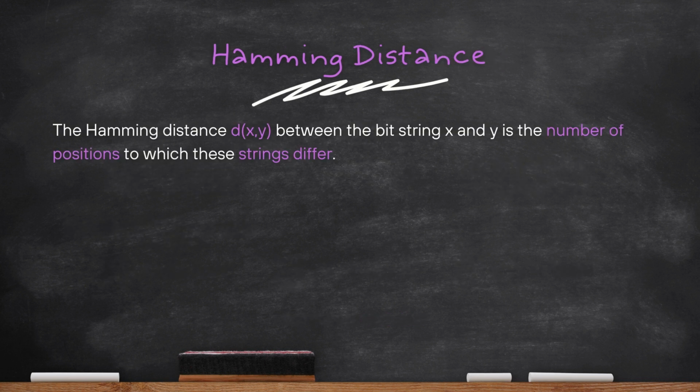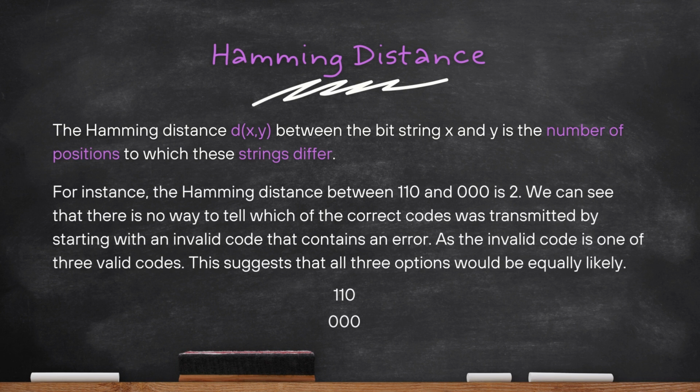Now for the Hamming distance. So the Hamming distance d of x, y between the bit strings x and y is the number of positions in which these strings differ. For instance, the Hamming distance between 110 and 000 is 2. We can see that there is no way to tell which of the correct codes was transmitted by starting with an invalid code that contains an error, as the invalid code is one of 3 valid codes. This suggests that all 3 options would be equally likely.